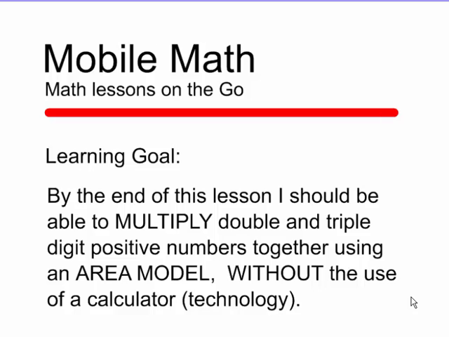Today's learning goal: by the end of this lesson, I should be able to multiply double and triple digit positive numbers together using an area model. So we're going to be continuing with the area model, but moving into some larger numbers.